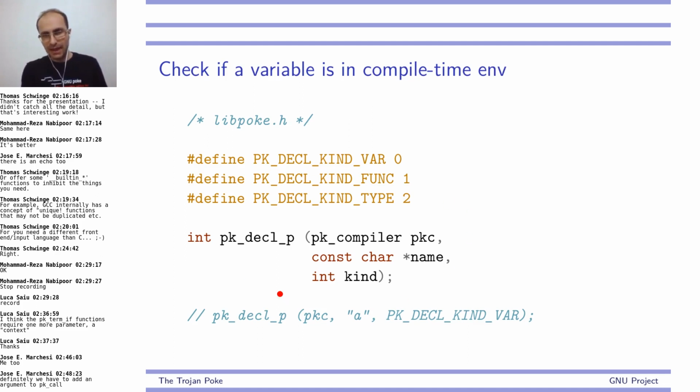And we have this function in libpoke, pkl_decl_p. Does this declaration exist in the compiler? We are checking in the compile time environment because we are referring by name. Something like this, pkc_decl_kind_var. Is this a variable a? Do we have a variable a? We also can check for functions and types too.